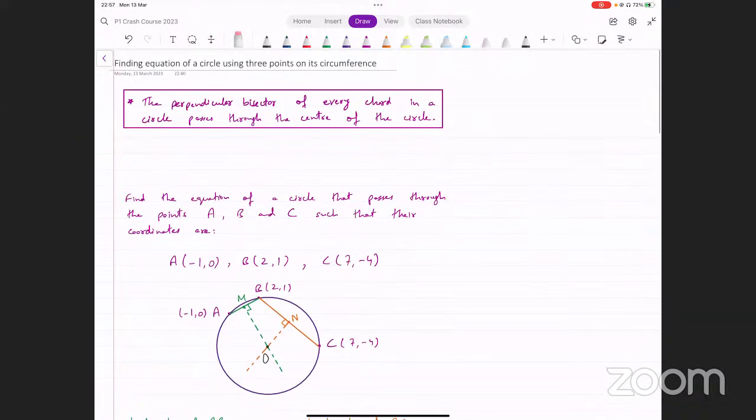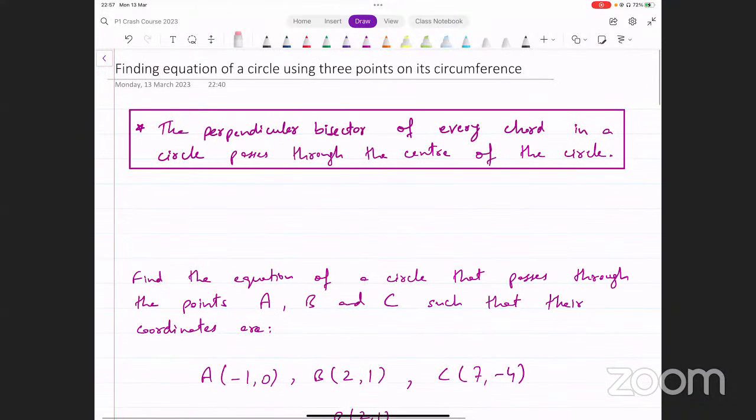All of this is using this property here, that the perpendicular bisector of every chord in a circle passes through the center of the circle. So the perpendicular bisectors intersect at the center of the circle. That's another way of thinking about this. The perpendicular bisectors of every chord in a circle intersect each other at the center of the circle.